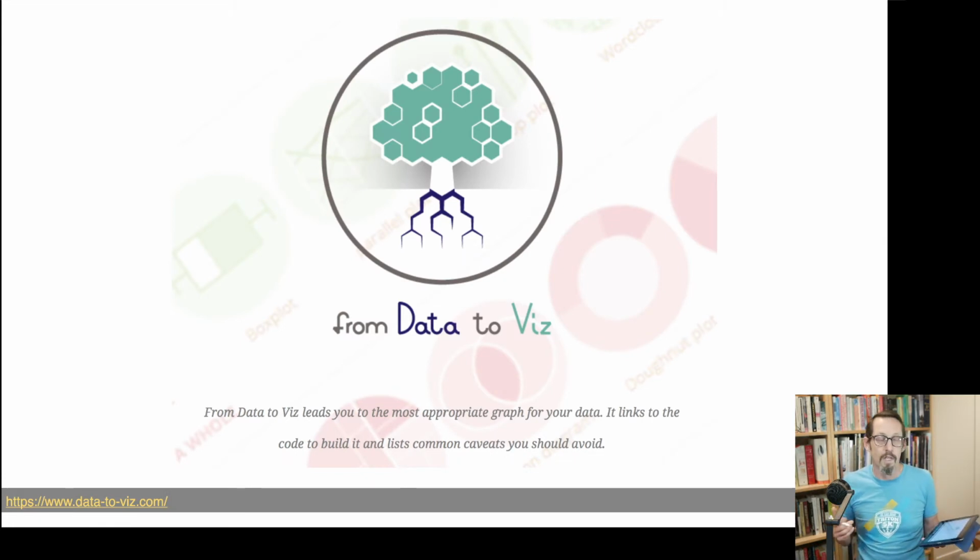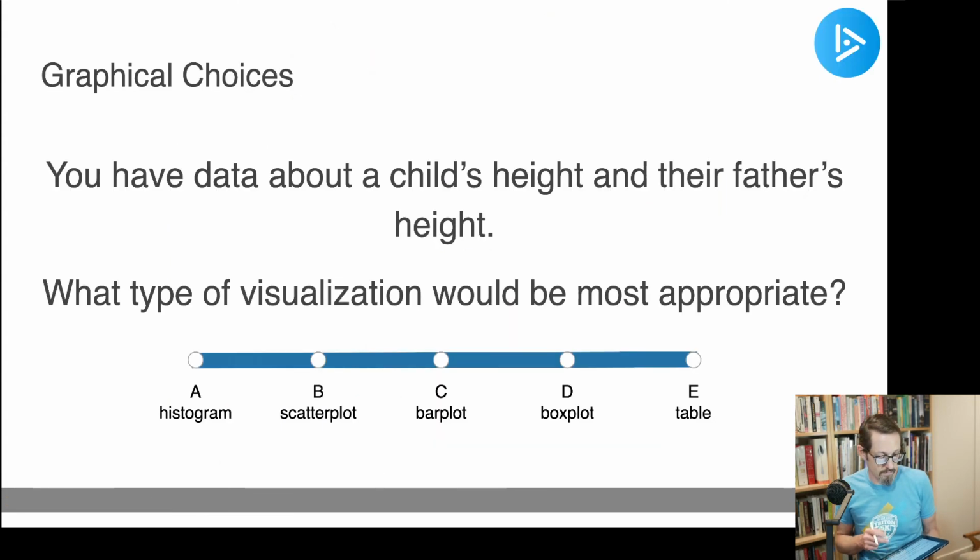So here's a little website I encourage you to visit. It shows you, when you ask what kind of data you have, whether categorical data, numerical data, or a bunch of different numerical variables, and what your goal is, then this website will lead you to the right kind of visualization to show what you're after. It will even give you some code to build it in different programming languages.